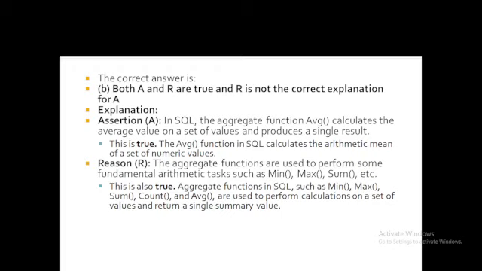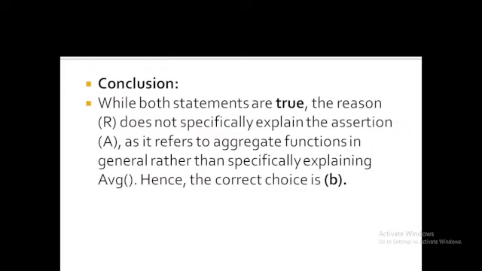So in SQL, the aggregate function average calculates the average value, as given. This is true. The average function in SQL calculates the average value. Reason: aggregate functions min, max. This is also true. Aggregate functions in SQL, min, max, sum, count, average, are used to perform calculation on a set of values and return a single summary value, but the reason is not satisfying the statement which is given in the assertion.